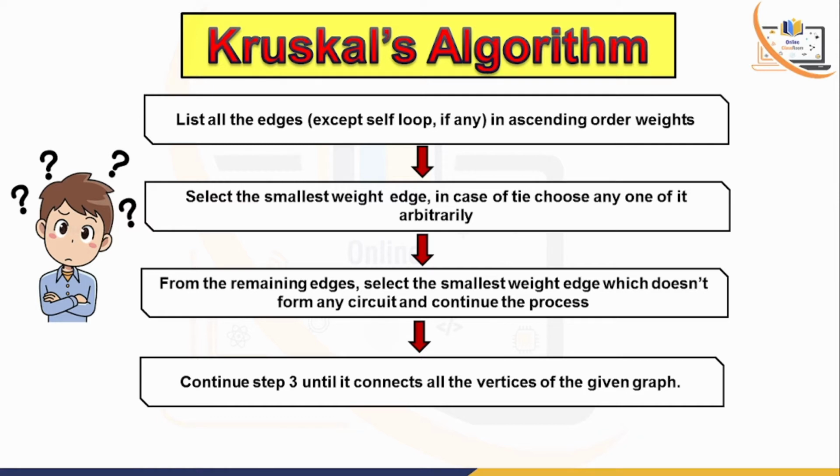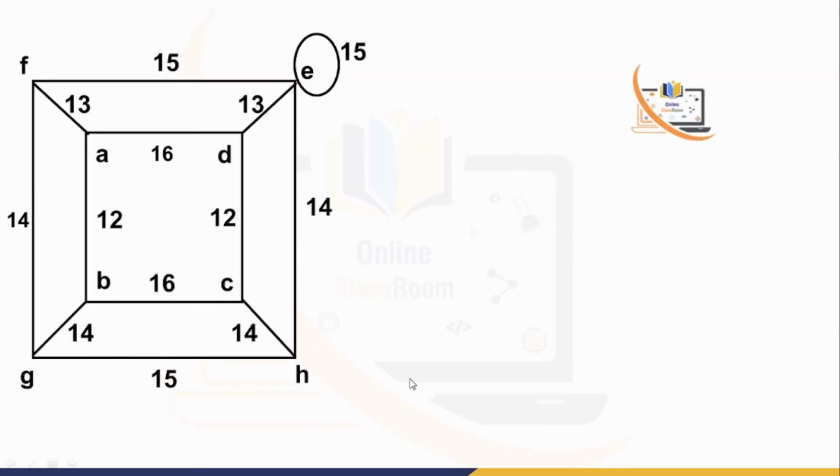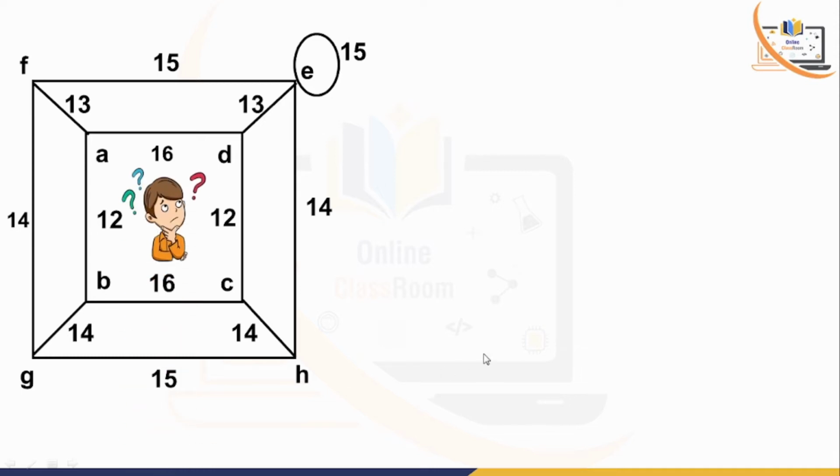Okay, so this is the corresponding algorithm, but the main thing is we will discuss all this using an example. So moving on to the example. Look, this is a graph and we observe that there is a self loop at the point E. So according to the rule, first we have to discard the corresponding self loop. Okay, so first we discard that self loop and also the corresponding weight.